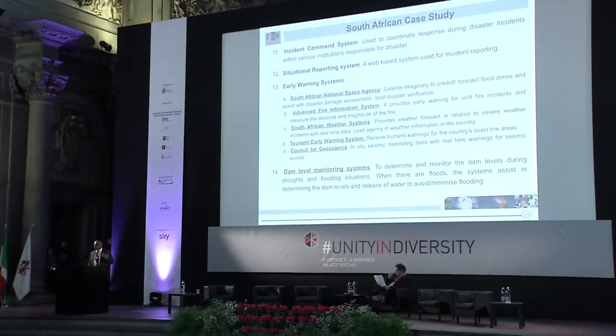The tsunami early warning system receives tsunami warnings for the country's coastline areas. We do have coastline areas being the three provinces: the Western Cape where Cape Town is, the Eastern Cape where Mandela came from, as well as KwaZulu-Natal. So this warning system assists those coastline provinces to be able to understand whether there will be a tsunami, but we have never actually experienced one as a country, but it's important that we are ready if it does happen.